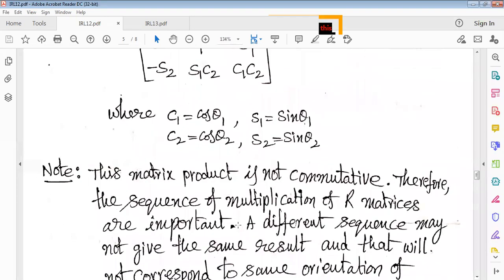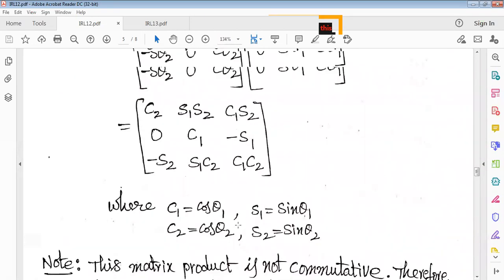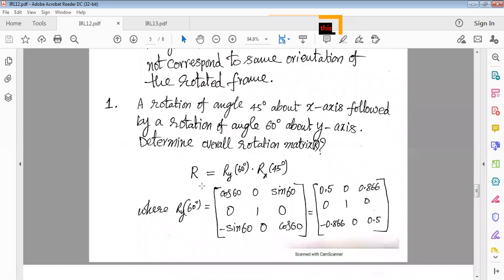So let us do one numerical problem on this concept. A rotation of angle 45 degrees about x-axis, followed by a rotation of angle 60 degrees about y-axis. Determine the overall rotation matrix. So the equation is R equal to the rotation matrix about y-axis by an angle 60 multiplied by the rotation about x-axis by an angle 45 degrees.